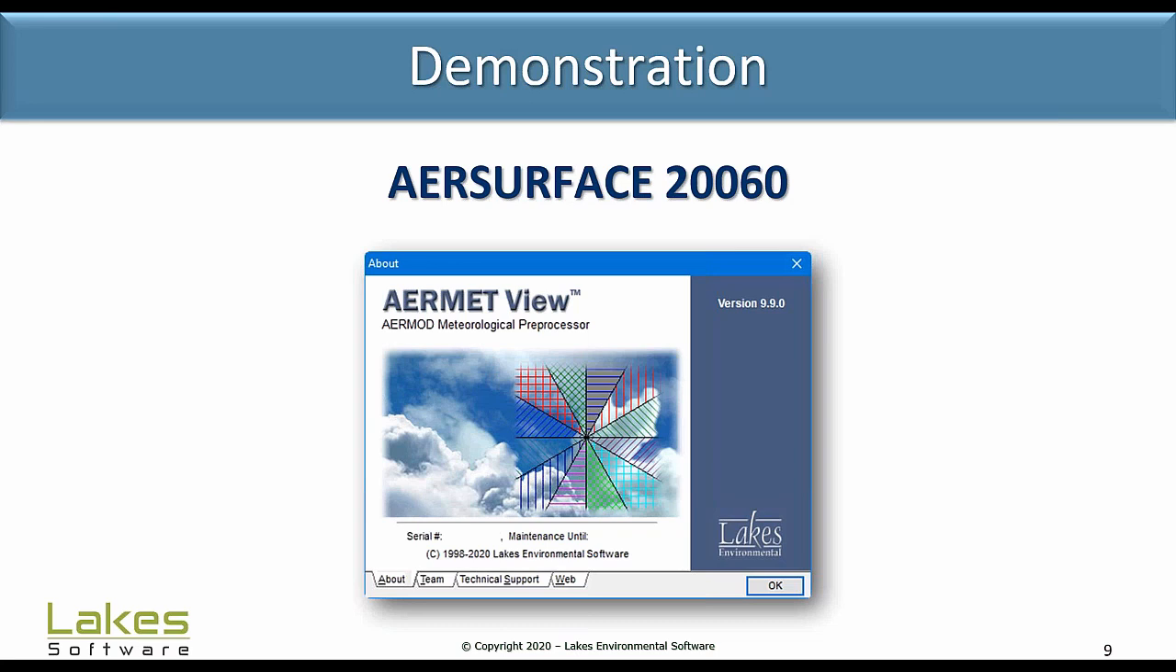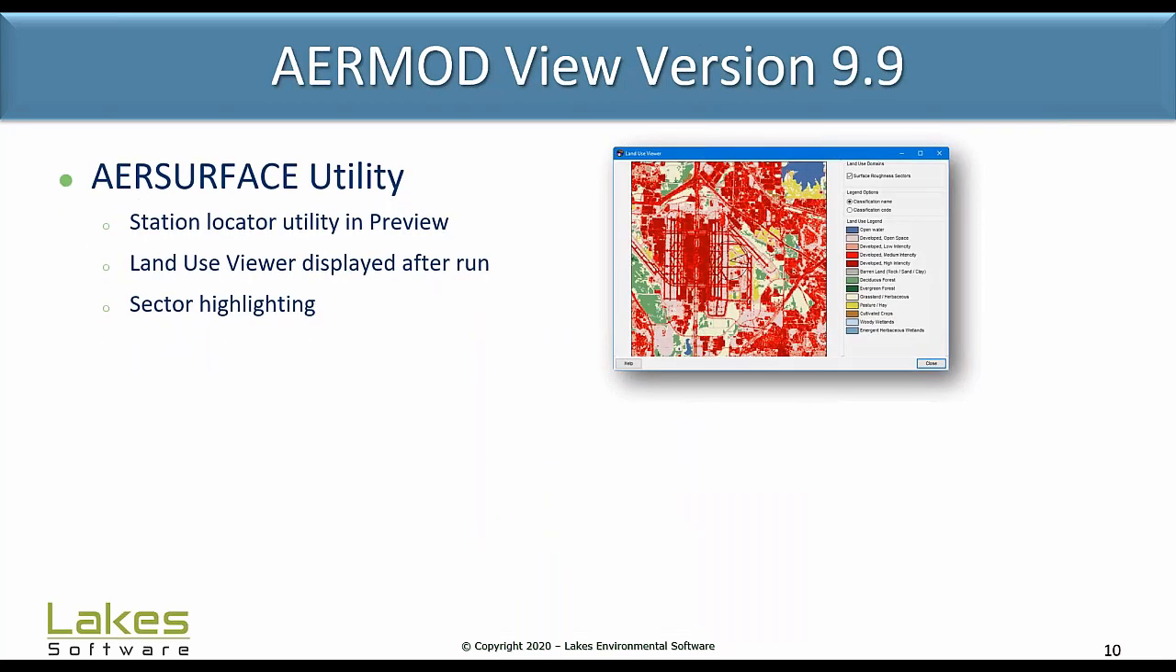So those are just some of the new features within this update to AirModView and AirMetView, including the update to the AirSurface utility. So you now get access to the 2006 version of AirSurface. You'll have that station locator utility within the preview window. The land use viewers displayed after the run.